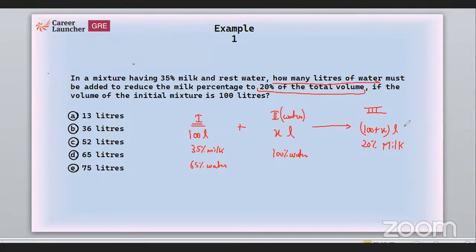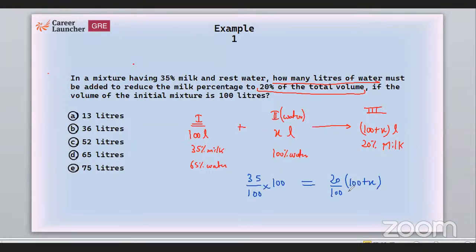You have only added extra water. So she's simply equating the amount of milk before adding water to the amount of milk after adding water. The amount of milk before adding water is 35% of 100 liters. The amount of milk after adding water is 20% of 100 plus X. Because the milk quantity is not changing, we can equate these. So it's just one single equation you have to form if you're clear with the concept.